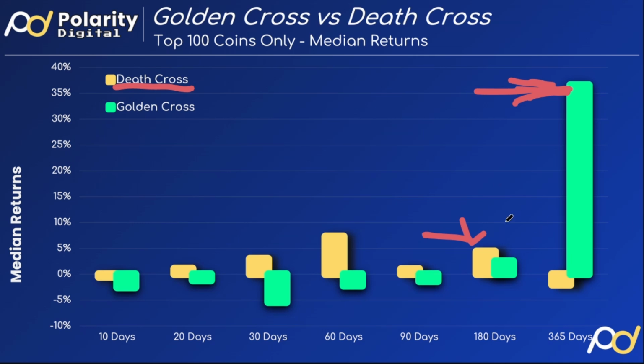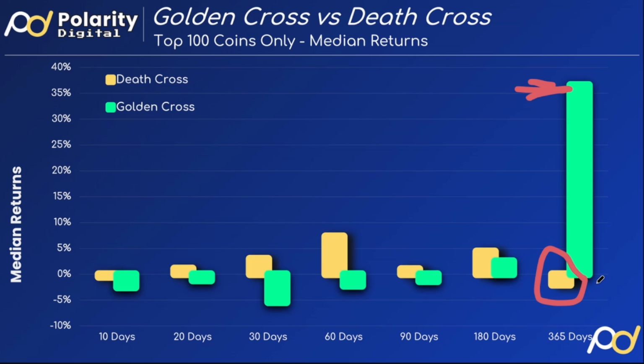Now, it's not until you get out to 365 days after a Golden Cross event that we see the real difference between these two. Because now with the Golden Cross, you're expecting something on the order of 36, 37%, and we're talking about a median value here. You're expecting a 36, 37% median return. And remember, this is across the entire history of the crypto market. At that same time, you're now expecting to see negative results from the Death Cross.